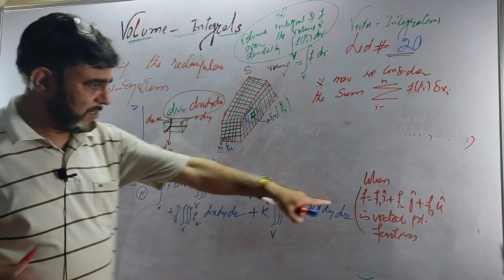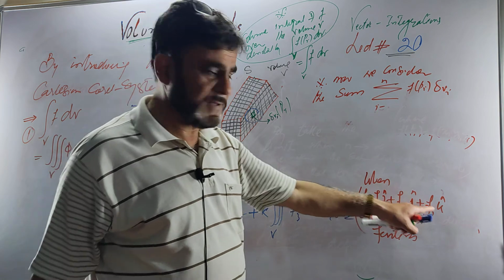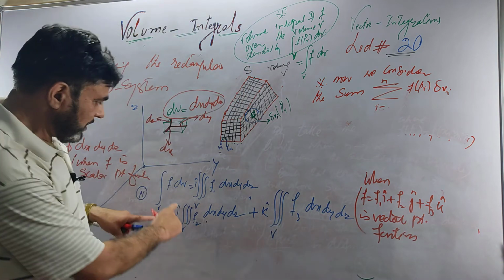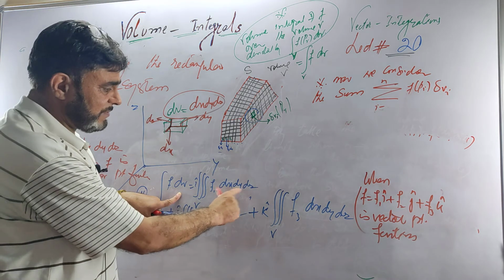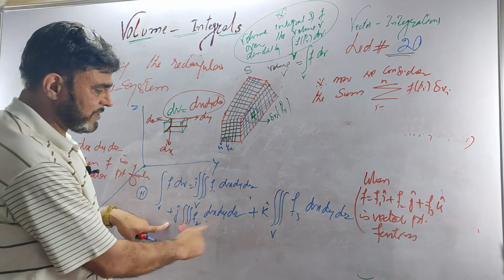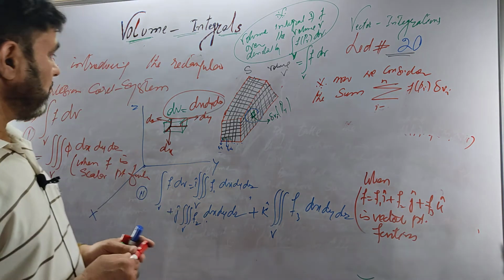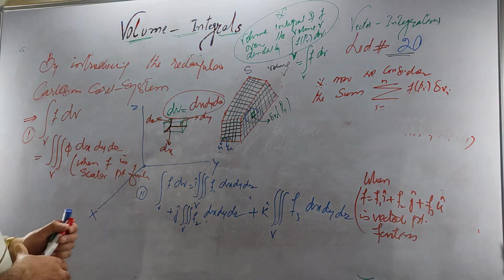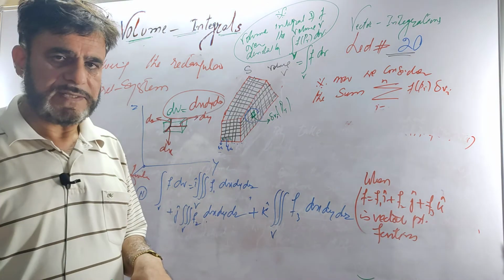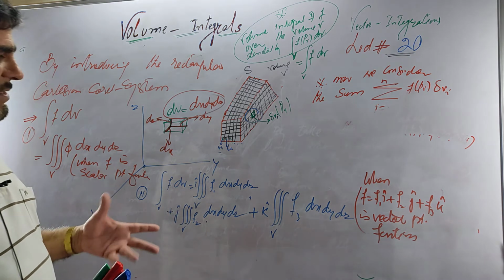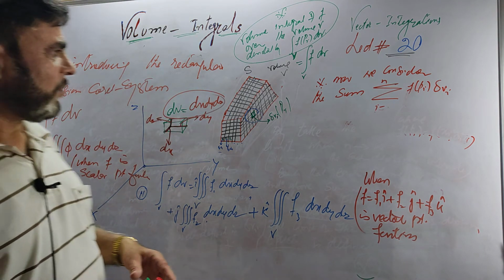Now if this is a vector point function f1 i plus f2 j plus f3 k, in that case you will write i times the triple integral of f1, that is the component of i, dx dy dz, then j times the triple integral of this, then k times f3. So we come to know that the volume integral can be sometimes a scalar or a vector, according as the function is a scalar point or vector point function. So this is something about the volume integral.